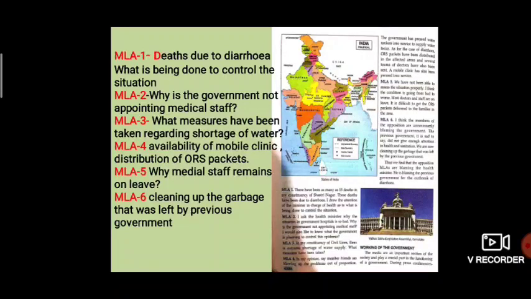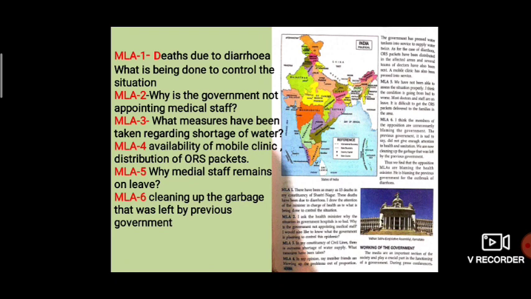Let us start with MLA1. This is the same content from your book, page number 114. Students, keep your book before you. MLA1 is saying there have been many deaths in my constituency. He lives in Shastri Nagar, so he is talking about Shastri Nagar. According to him, the reason for the deaths is diarrhea. He is trying to draw the attention of the minister in charge of health to what is being done to control the situation. Then MLA2 asks the health minister why the situation in government hospitals is so bad.